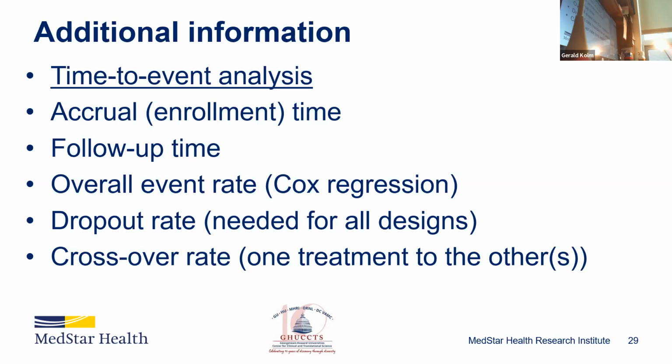And then the same sort of thing is true for crossover. That is a situation where it's possible that they might be randomly assigned to one treatment, but just because of the nature of the disease or whatever it is you're treating, they end up getting the other treatment instead or in addition to. So if we know that, then that might help us to better estimate how many patients or subjects we're going to need.